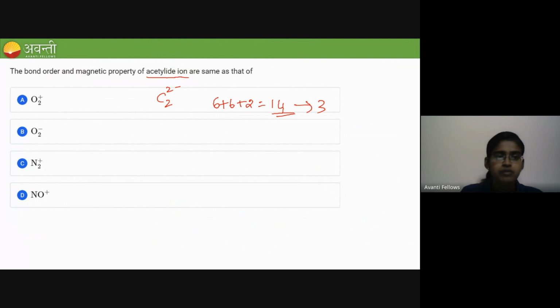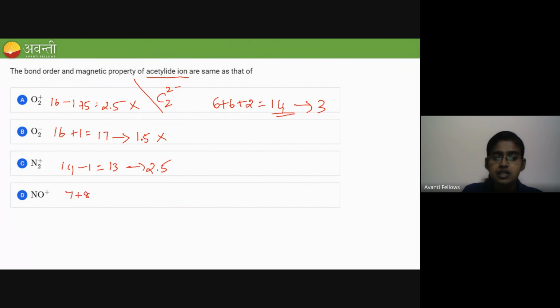And here O2 plus. O2 plus means 16 minus 1, so it is 15. So the bond order will be 2.5. It cannot be the answer. And O2 minus means 16 plus 1, so it will be 17. 17 means it is 1.5. No. N2 plus is 14 minus 1, 13. It is 2.5. No. NO plus is 7 plus 8 minus 1, so it will be 14. So if it is 14, the bond order is 3. So the correct answer is option D. NO plus has the same bond order, and the magnetic property is also the same if the bond order is the same, in most of the cases.